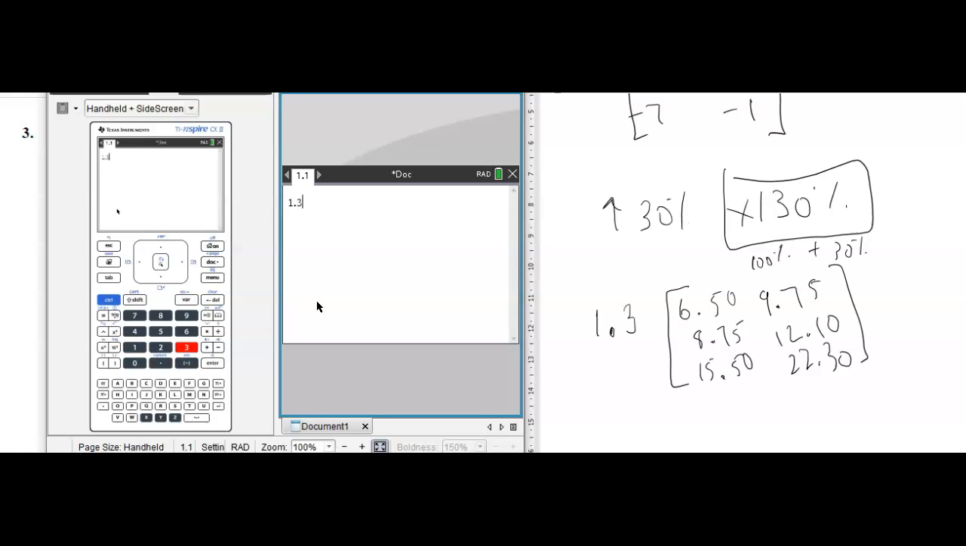So I just write 1.3. Okay, so I just write it as it is written here. The scalar always goes at the front of the matrix. So 1.3 times, and then I draw my matrix.